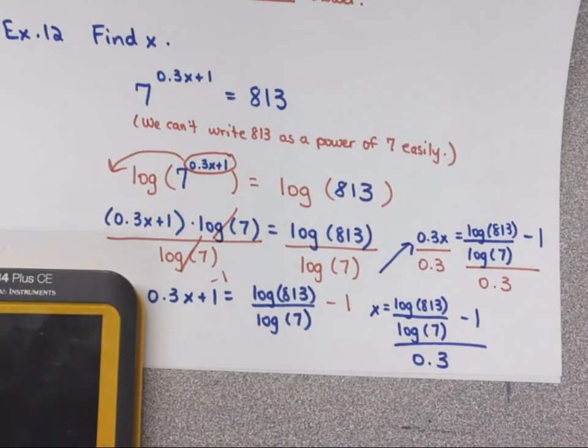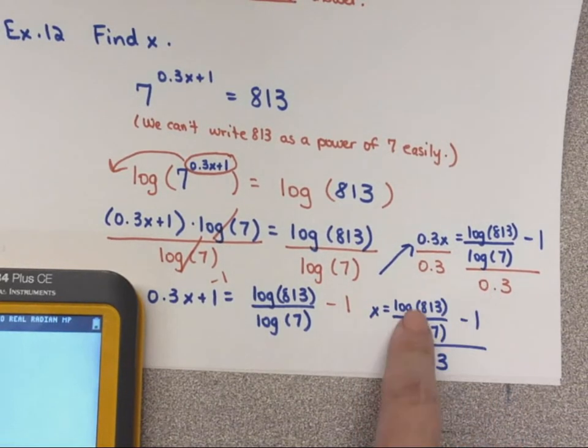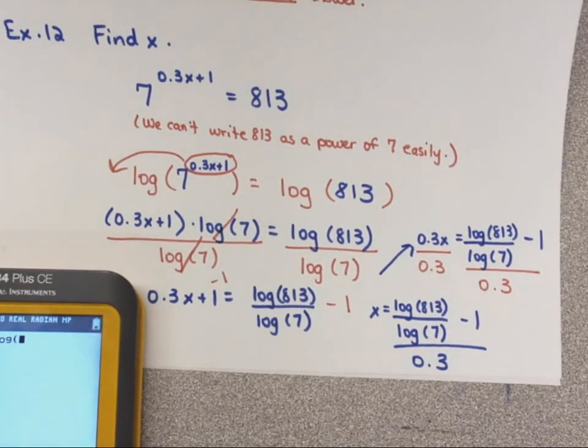So we're just going to use our calculator to our advantage here. Make sure that you put anything with more than one piece in parentheses. Clearly this numerator is complicated, right? Definitely needs parentheses. So it's going to be log of 813 divided by log of 7 minus 1. And then I close the parentheses for that whole numerator, right? And then I divide the whole thing by what? 0.3. Not 0.03, but 0.3.